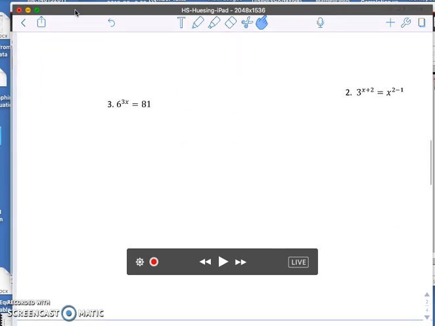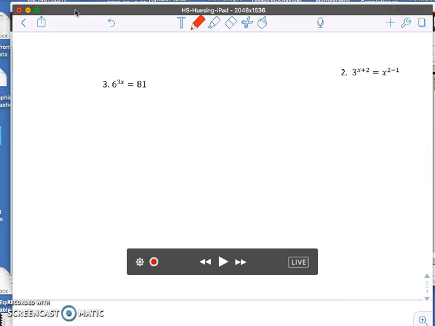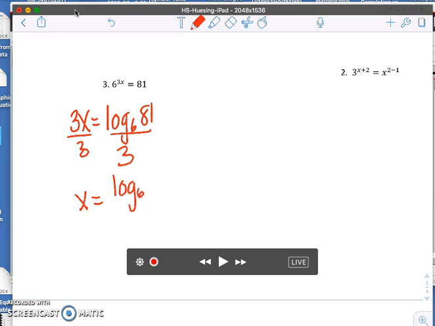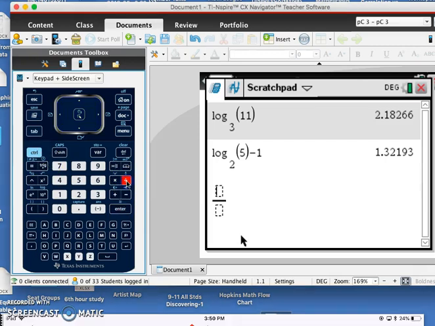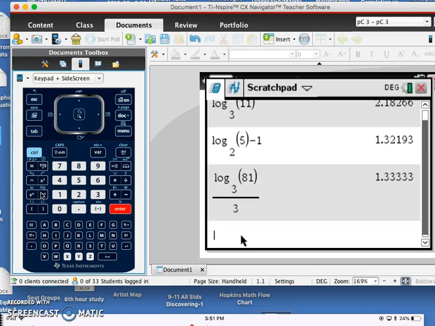So the last one with logs on one side, you'll notice the variable is on one side. So 3x equals log base 3 of 81. So divide by 3. So x equals log base 3 of 81 divided by 3. So if we go to our calculator, I'll make the fraction key, and then our log key. So log base 3 of 81 divided by 3, and we have 1.33.